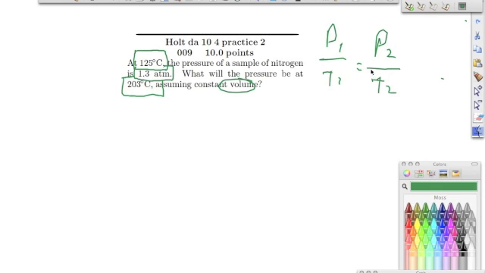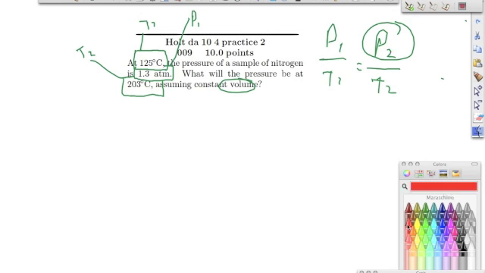Okay, and we look and see what we have. We have our initial temperature, or T1. We have initial pressure, which is P1, and then we have a secondary temperature, which is T2. And it says, what will the pressure be? So we're searching for our secondary pressure, which is P2.